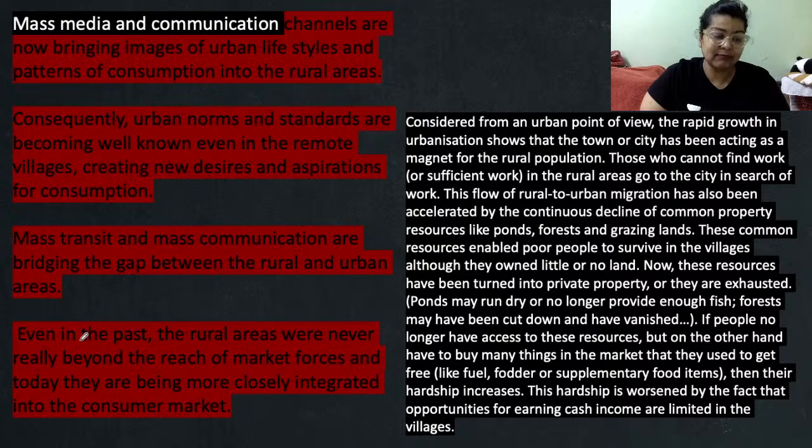This plays a very important role. And yes, they have basically bridged the gap between rural and urban areas in terms of sharing news, happenings, discussing, debating, conflict management, etc. So these have basically improved life, but also there are certain things in the market that they used to get free, for example, fuel, fodder, supplementary food items, etc.